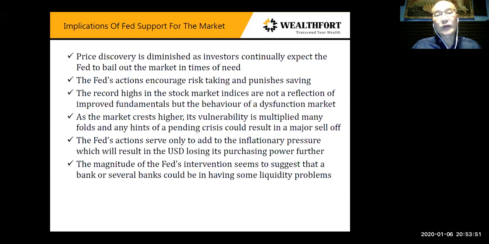And already certain prominent people are suggesting that the US dollar is not worth its place as a reserve currency. And who is that person who dared to speak so? It's none other than Mark Carney, the ex-Bank of England governor. In the Jackson Hole meeting, he suggested that the time for the US dollar as a reserve currency is limited. That is definitely going to have a lot of impact on the US dollar if the Fed continues to monetize that. So the Fed's actions encourage risk-taking and punish saving.